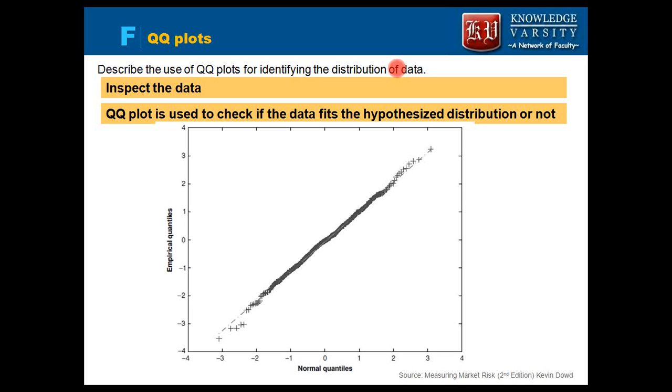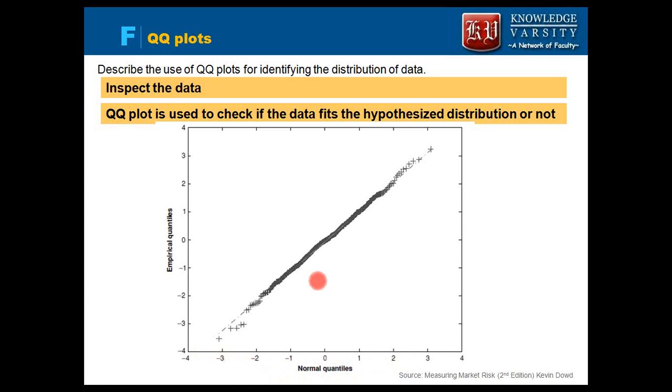In reality it will not work, it will not be the same, because there will be the presence of fatter tails. Many times you do not know the underlying distribution, so what we do is plot this QQ plot. On the QQ plot, the x-axis has the normal quantile.